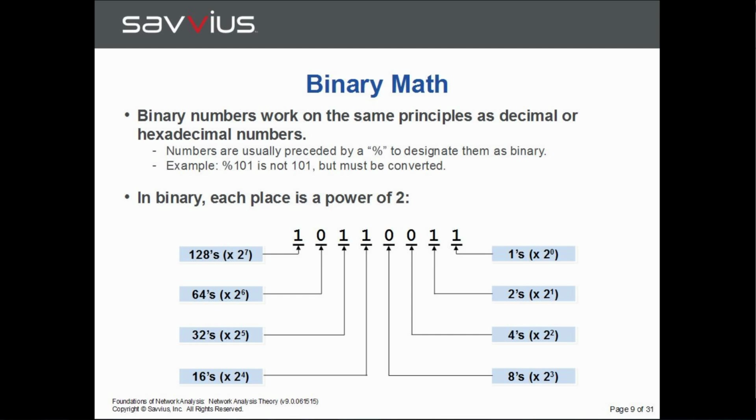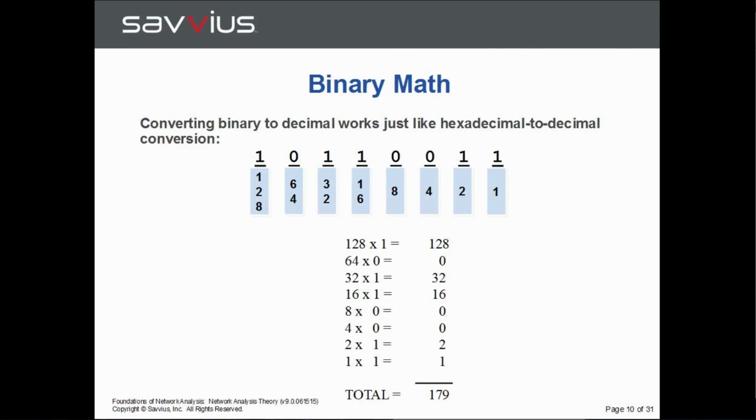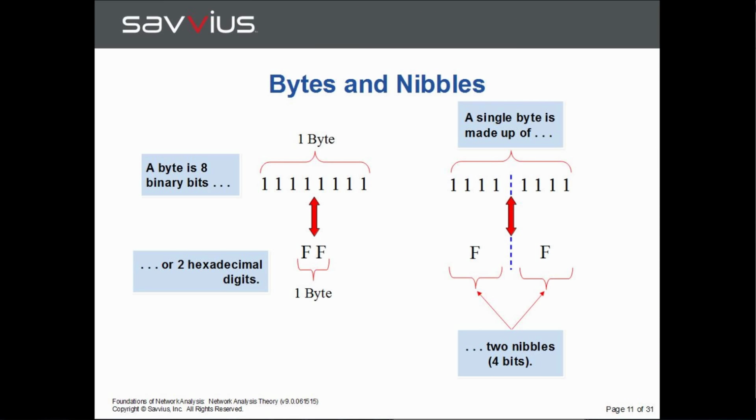Binary numbers work on the same principles as decimal or hexadecimal numbers, and are usually preceded by a percentage sign to designate them as binary. For example, %101 is not 101, but must be converted, remembering that in binary each place is a power of 2. Here we have an example of converting binary to decimal. A byte is 8 binary bits, or 2 hexadecimal digits, or 2 nibbles. Therefore, 1 nibble is also equal to 1 hexadecimal digit.